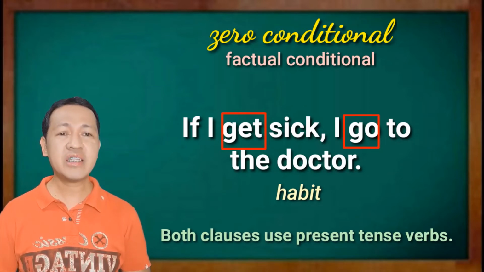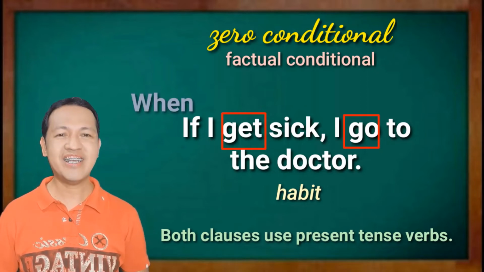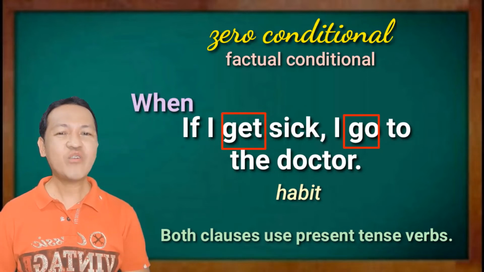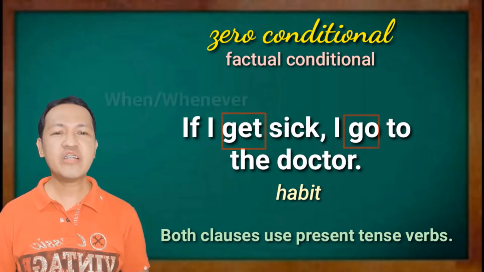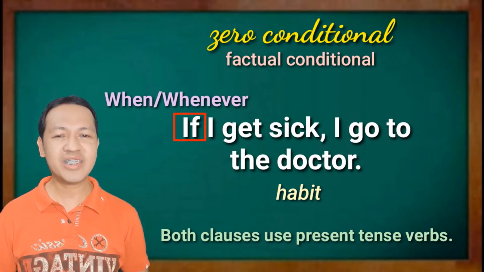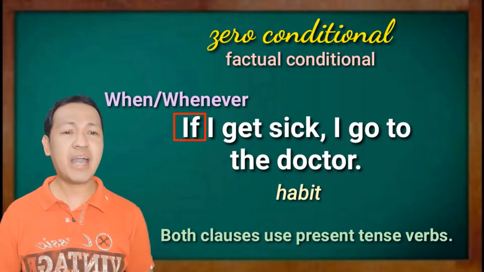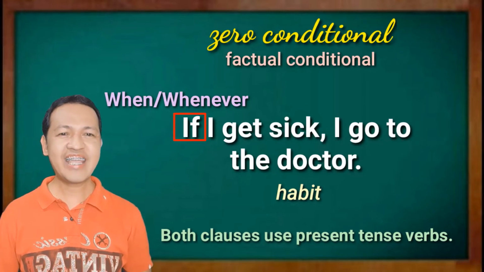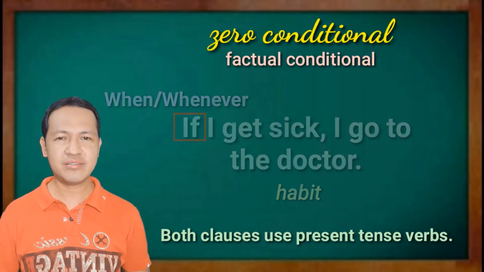Take note that for both scientific fact and habit, we can actually replace if with when or whenever, and still express more or less the same idea. We can say, when I get sick, I go to the doctor. Whenever I get sick, I go to the doctor. The subordinators if and when or whenever can be used interchangeably in zero conditional sentences. This happens because the outcome will always be the same, so it doesn't matter if or when it happens. Take note that when or whenever can only be used in zero conditional, particularly for factual and habitual conditionals.